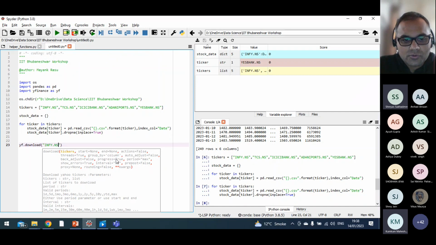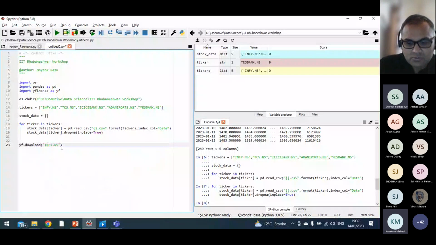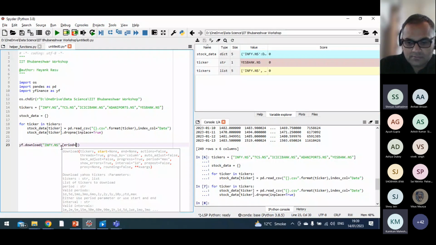So it's always good to tell Yahoo Finance what the period and what the duration is. The possible values in period you can see here are 1 day, 5 days, 1 month, 3 months, 6 months. So let me get 1 month of data. So period is equal to 1 month.